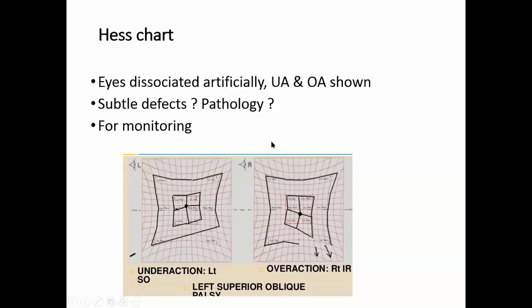And also for monitoring, sometimes, for example, if you have a superior oblique palsy or a lateral rectus palsy following trauma, we know that sometimes they're difficult. You can't repair them immediately. So you wait for the spontaneous recovery to occur, and you think of surgery only if the diplopia is not getting corrected with time.